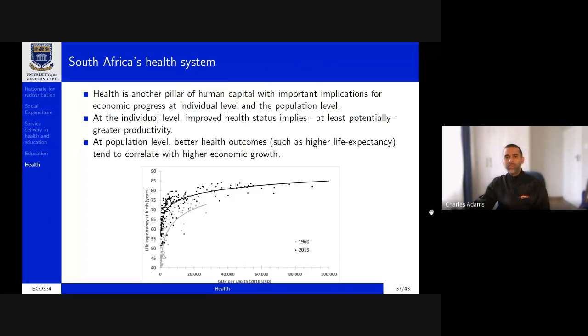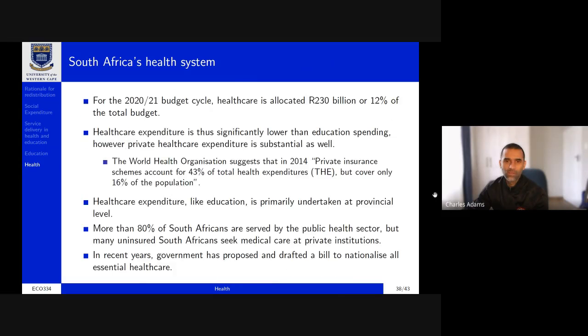Okay, going through health very quickly. And here, things don't get any more positive. Outcomes are not necessarily more positive in the health sector. Again, health is another pillar of human capital and also has implications for economic progress, for future development, etc. And the reason for this is that at the individual level, improved health status suggests better productivity, and at the population level, it does correlate with higher economic growth, which is illustrated on this chart over here. I won't talk about that any further.